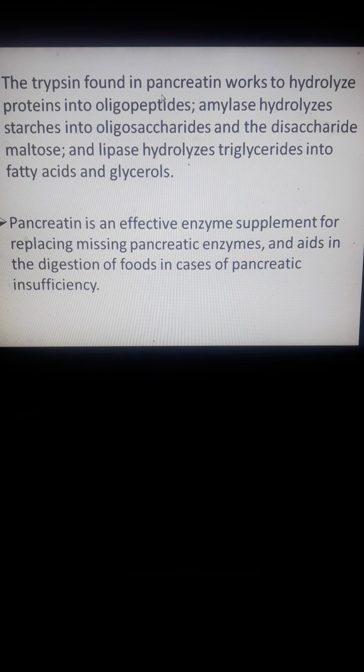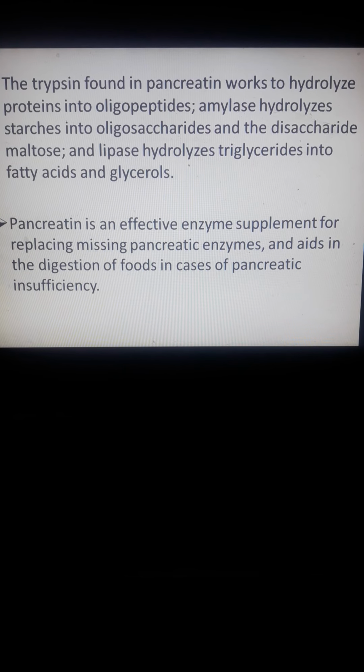Trypsin is another enzyme found in pancreatin, which works to hydrolyze proteins into oligopeptides. When we say oligopeptides, these are proteins with a chain of less than 25 amino acids. Amylase hydrolyzes starch into oligosaccharides, or into glucose plus glucose, the disaccharide maltose. Lipase hydrolyzes triglycerides into fatty acids and glycerol.